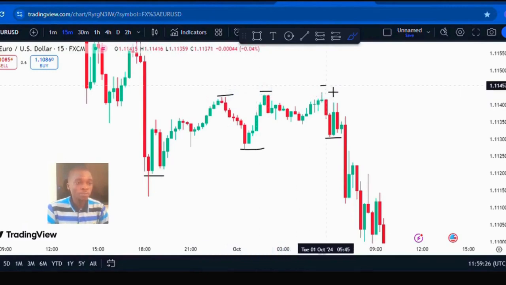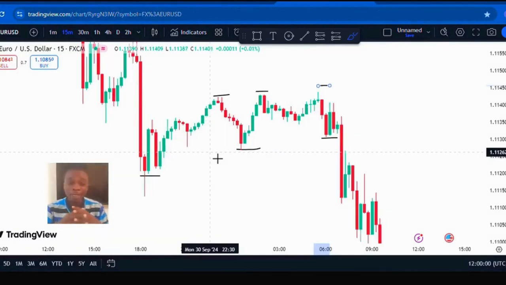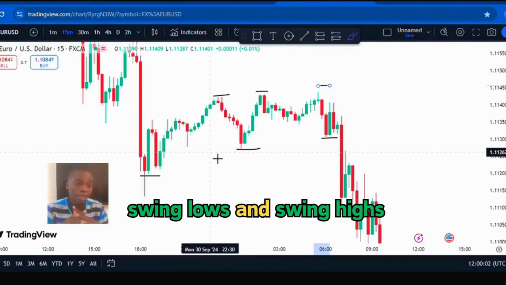See the resistance, three areas of rejection. Right here we have various areas of rejection, which you can see. Price rejects at the resistance area, and also price rejects at the support area. Then you should know that price has formed support and resistance. The second thing you need to do is to mark your swing lows and swing highs.